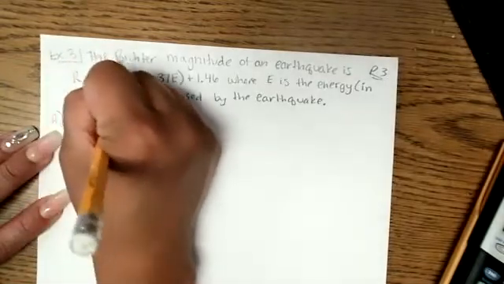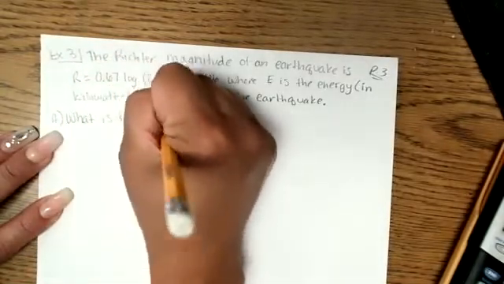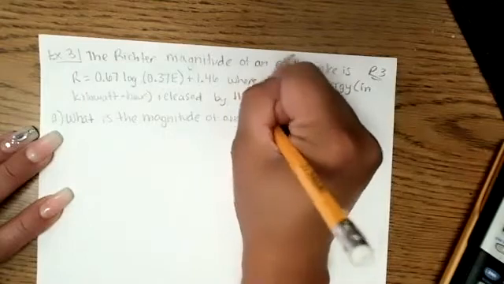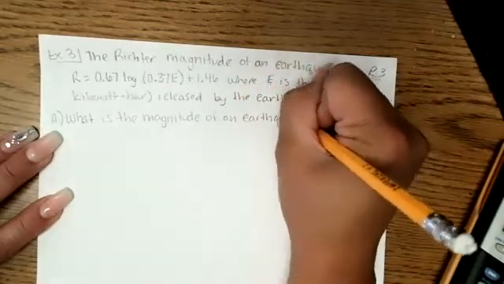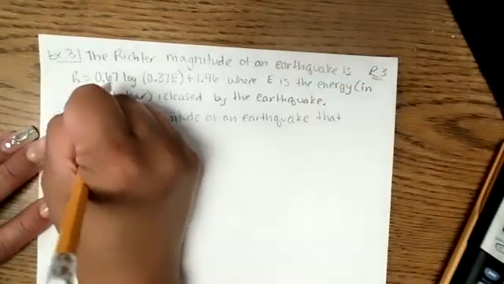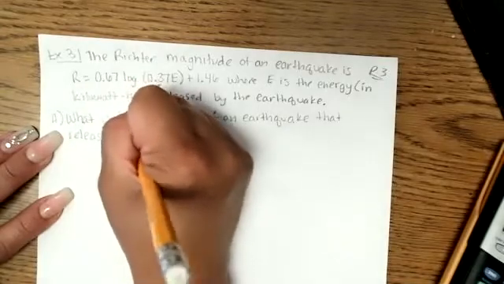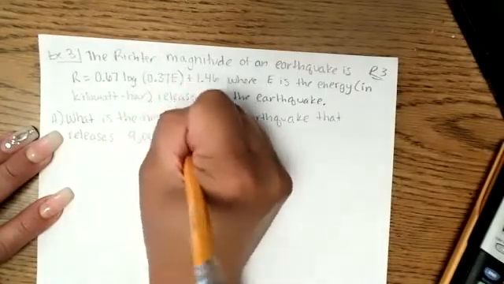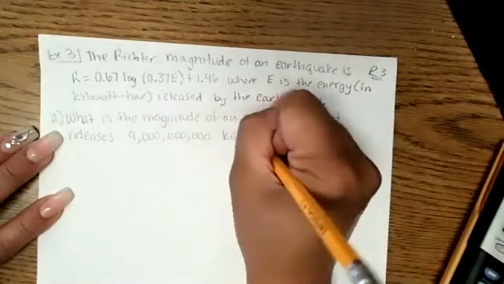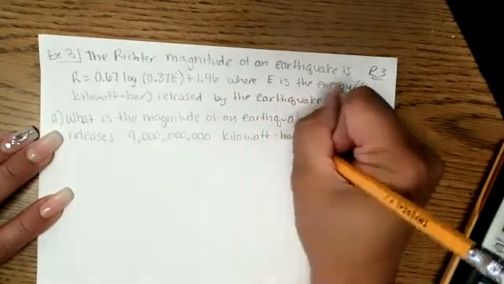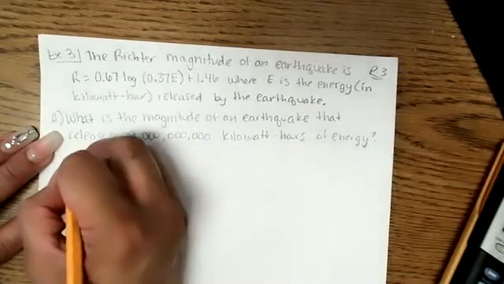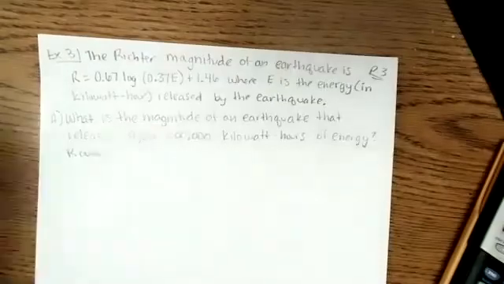A, what is the magnitude of an earthquake that releases 9 billion kilowatt hours of energy, and I want you to round to the nearest tenth. Now, tenth is 1 decimal place.